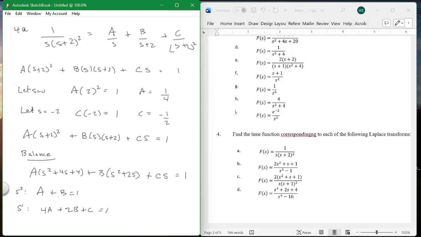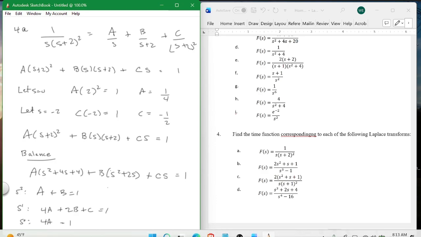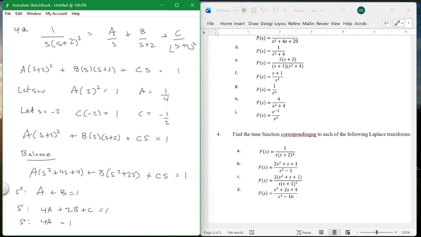Now, you can use either of these. You can use this one or you can use this one. Sometimes you have to use them both. And there's the S to the 0 term, which would be 4A equals 1, or A equals 1/4. But in this case, I already know A, I do not know B. I'll just use this one and be done with it, and scratch this one and scratch this one. Sometimes you have to use all three of these.